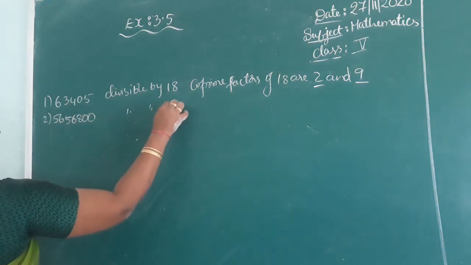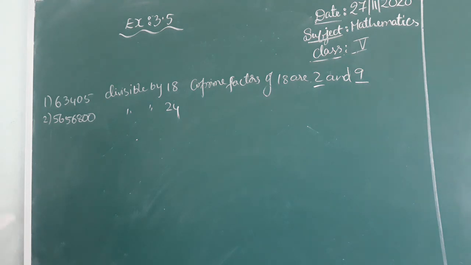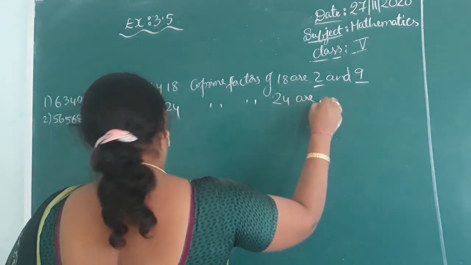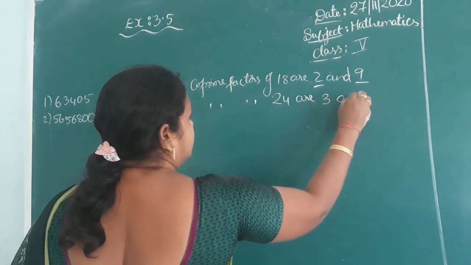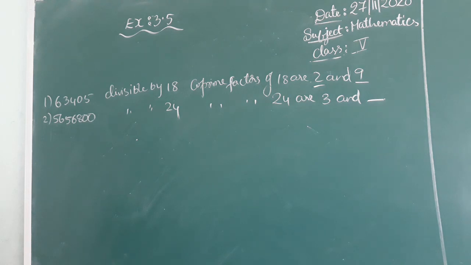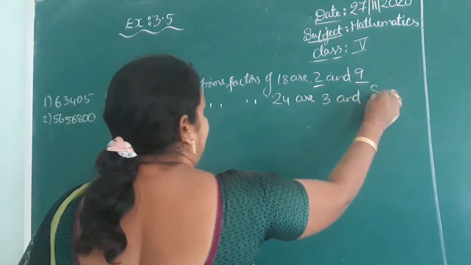divisible by 24. What are the co-prime factors of 24? They gave one clue, 3 and something. Co-prime means the numbers should have only one as the common factor. 24 in 3 table, 3 8s are 24.